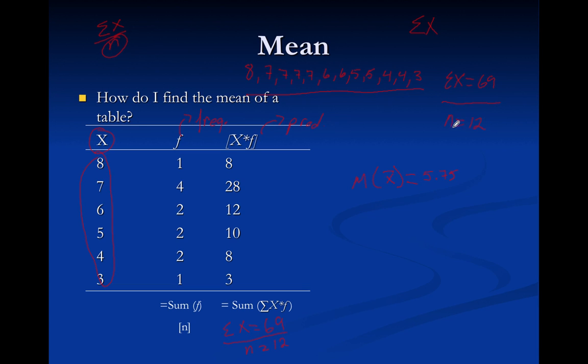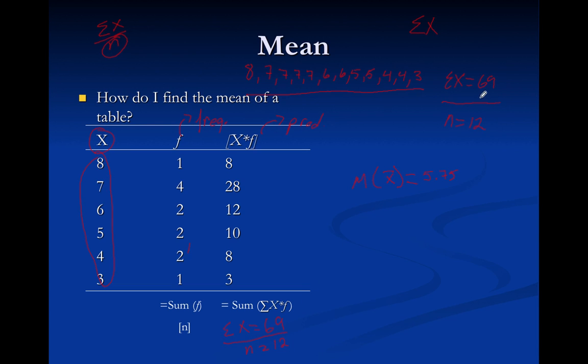And divided now by the number of values that I have in my data set. I could have counted here 1, 2, 3, 4, 5, 6, 7, 8, 9, 10, 11, 12 to give me sample size equals 12. Or I could have just added these numbers up right here. So 1 plus 4 is 5, plus 2 is 7, plus 2 is 9, plus 2 is 11, plus 1 is 12. So here just summing up the frequencies would have done the exact same thing, giving me a value of 12.